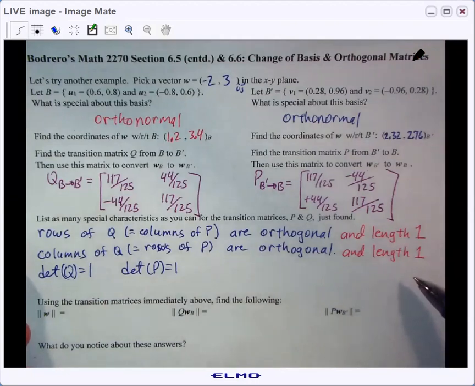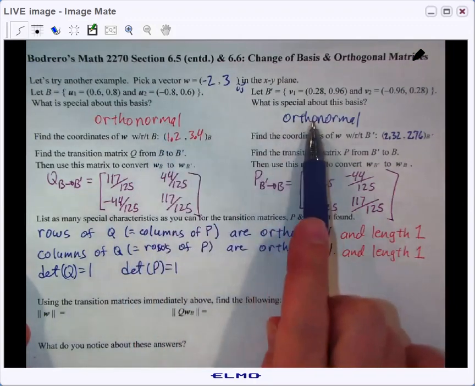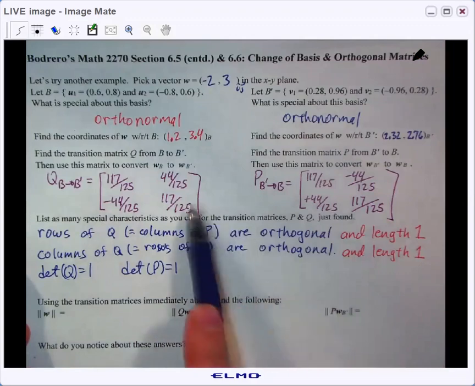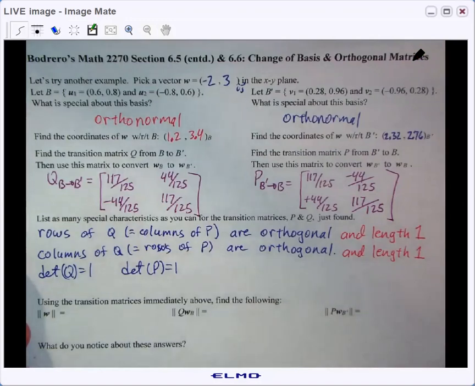And another cool thing that happened when we transitioned from one orthonormal basis to another orthonormal basis is that either transition matrix has a determinant of 1 in this case. So let's go ahead and see something else that's pretty spiffy.